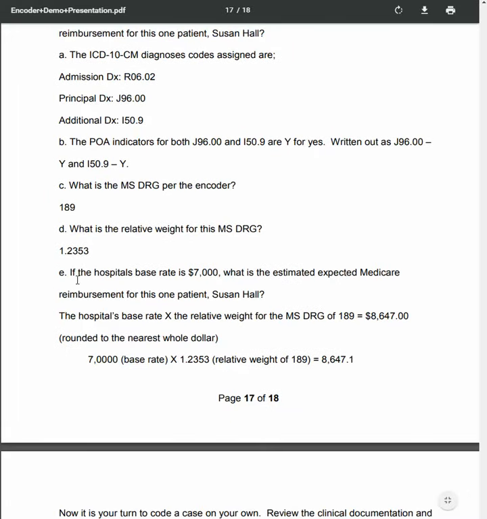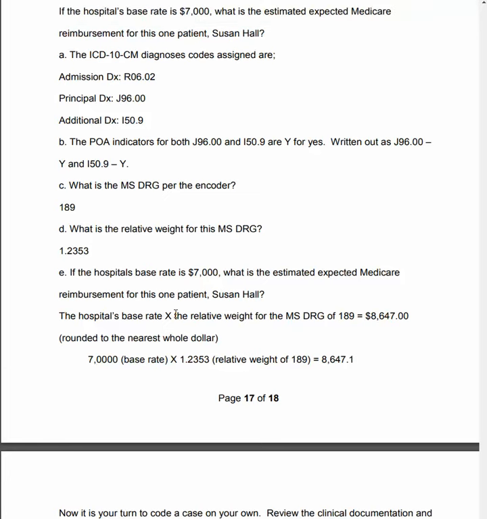Then you must calculate out the base rate based on 7,000. So this particular hospital, in this example, in the written documentation, has a very high base rate. So most likely it's a trauma type hospital, maybe located in an urban setting. So it has a high base rate of $7,000.